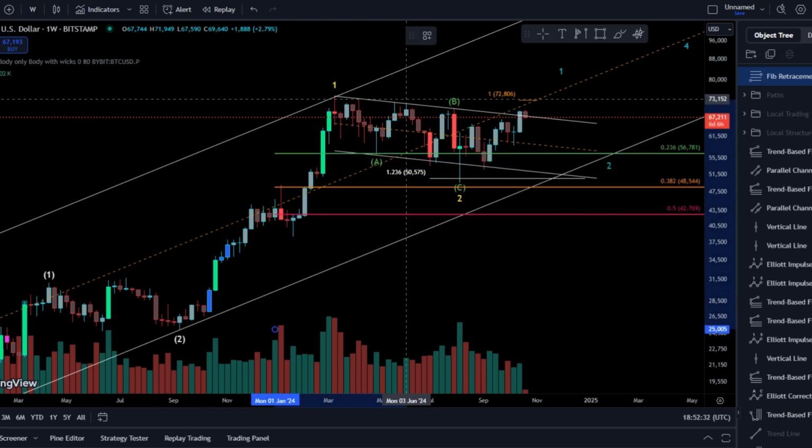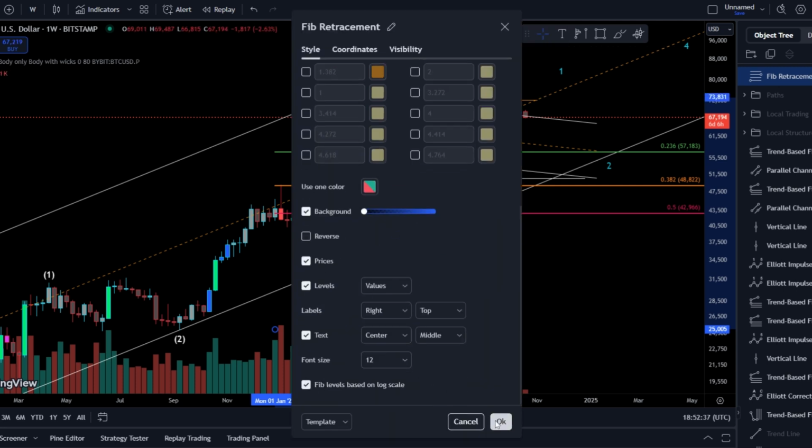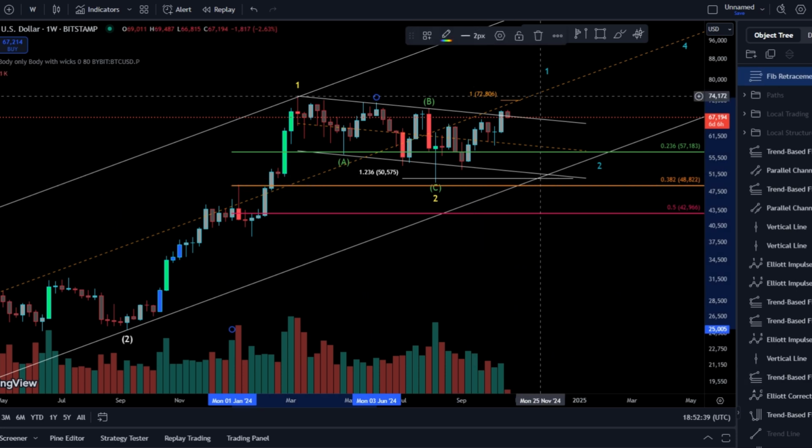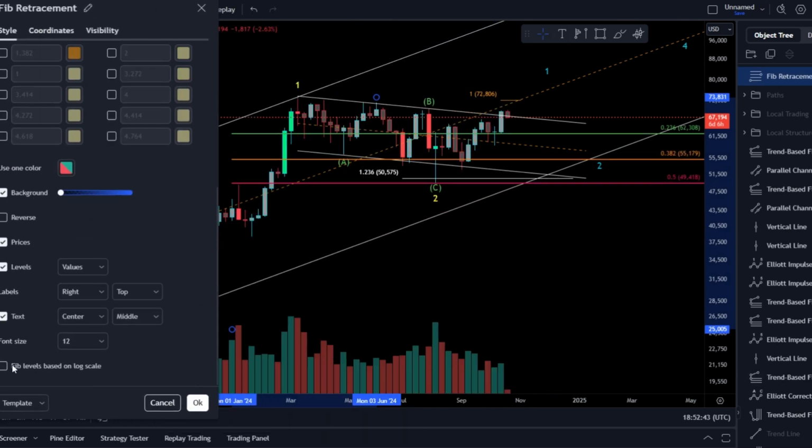Also at that level, we touched our macro 382 on the logarithmic scale, and if you toggle on regular scale, we did tap the 0.5 fib.